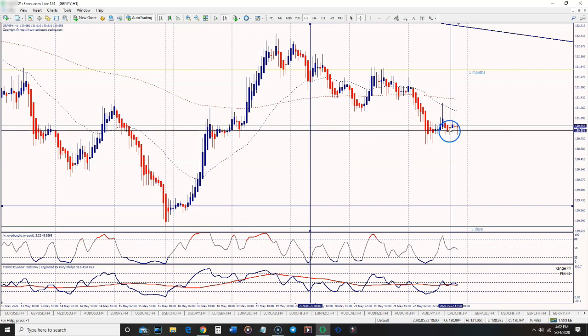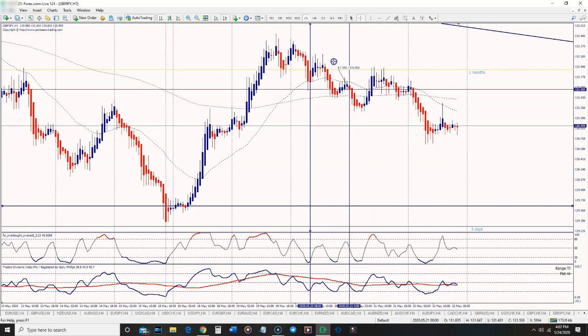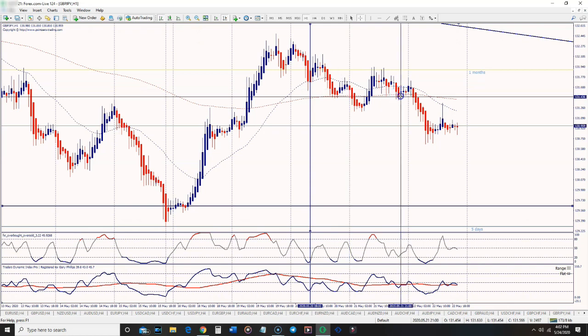Now, we always know, again, the stop goes behind the previous swing high of the previous day, right here. The stop would have went behind this swing high for all of these pips. So again, the most important time frame is the daily. Second most important time frame, I'm going to say, would be the 4 hour.